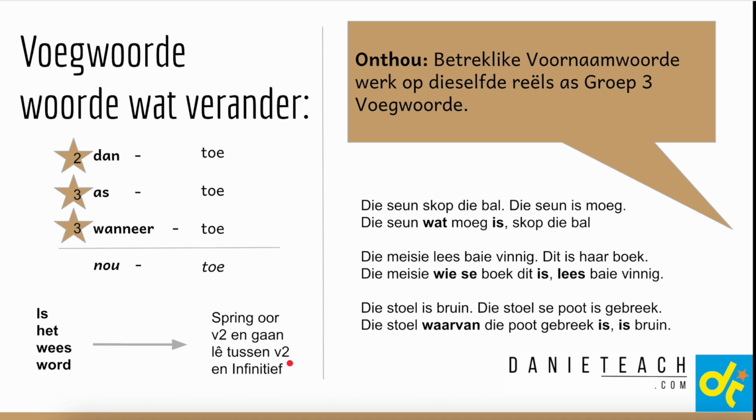And then just remember that when you work with betreklike voornaamwoorde, it is very similar to group 3 because you're using "wat" or "wie" or relative pronoun "waarvan". Usually they are obviously all question or related to question words, so therefore they are group 3 conjunctions. So therefore anything coming after them will follow the group 3 conjunction rule.